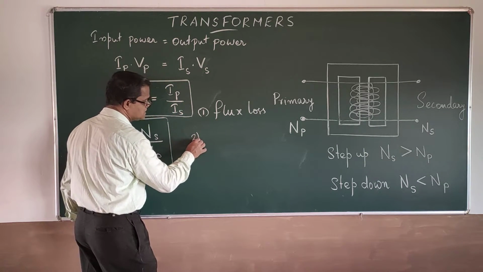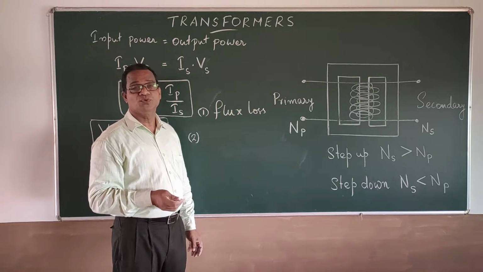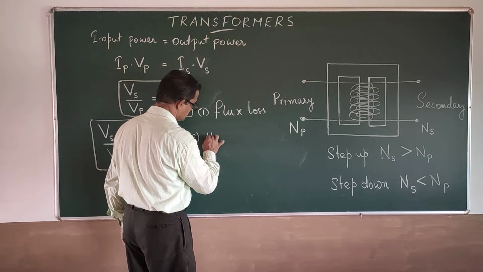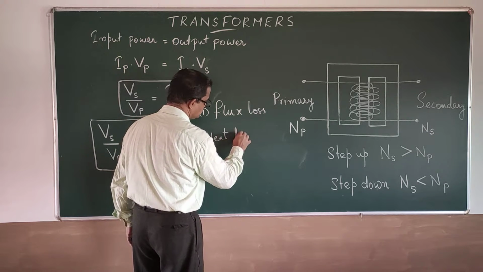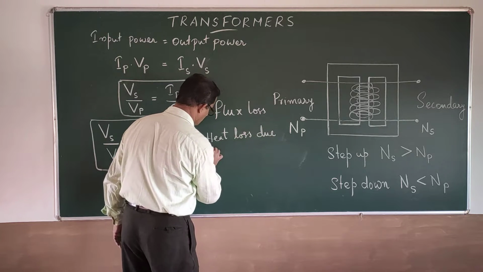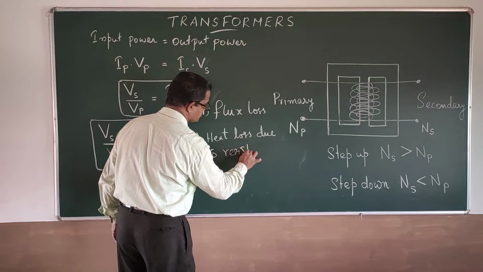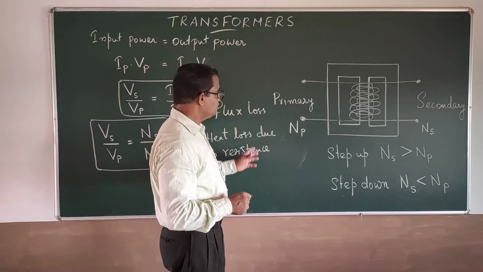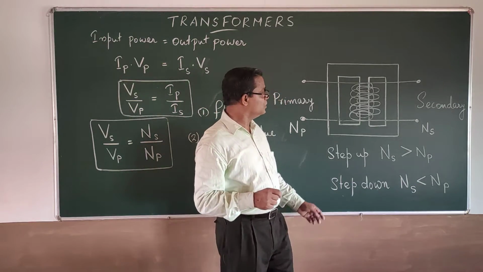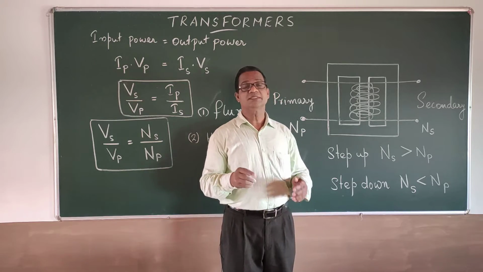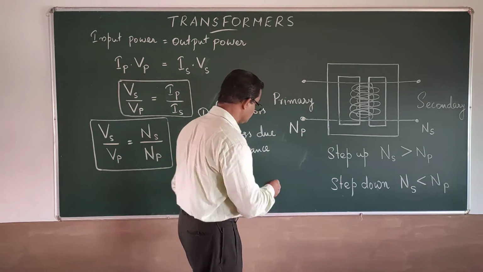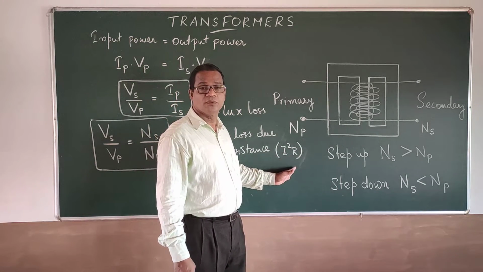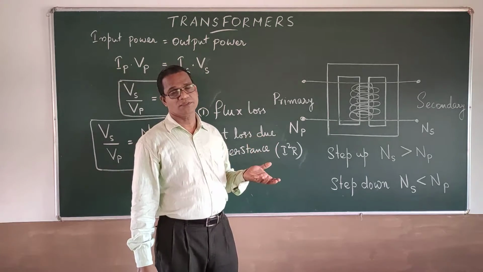Second loss is heat loss due to the resistance of the windings. Now you know that according to Joule's law, whenever a current is flowing through a resistance, there is heating produced, like I square R heating. Due to this heating, energy is lost.